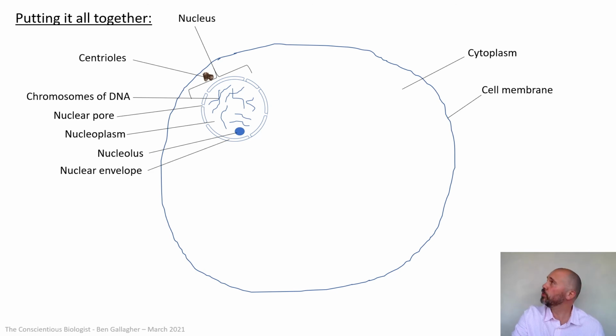Okay, let's add something else on here now. We can put the centrioles just outside the nucleus, as I said. You may want to just label those as microtubules. If this was a plant cell, you would definitely only label them as microtubules.